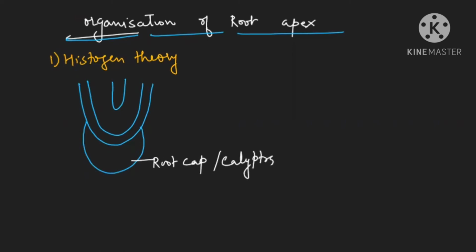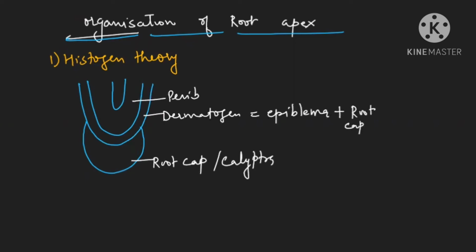So according to histogen theory, this is dermatogen. And dermatogen will give rise to epiblema plus root cap, because in the root we use the word epiblema for epidermis. Okay, beta. This is your periblem, which is going to give rise to ground tissue. And this is plerome, which is going to give rise to vascular tissue.